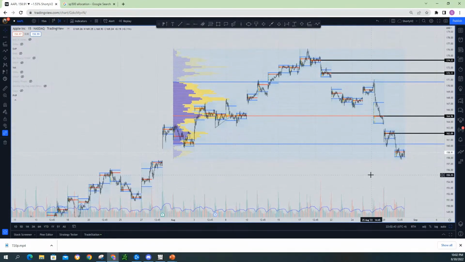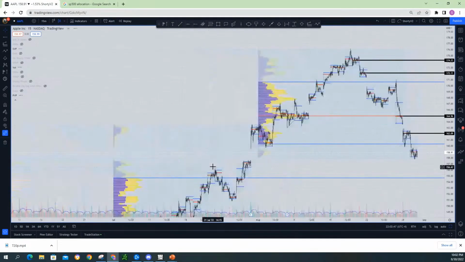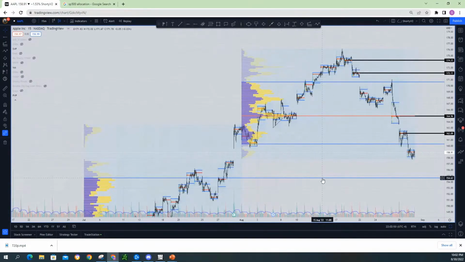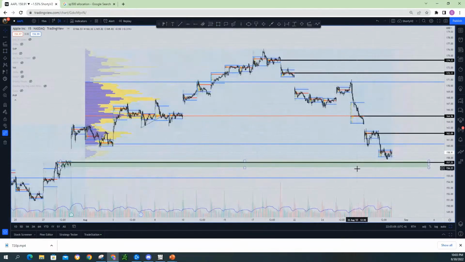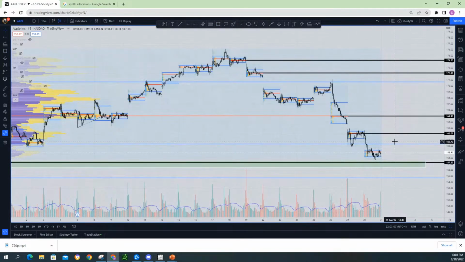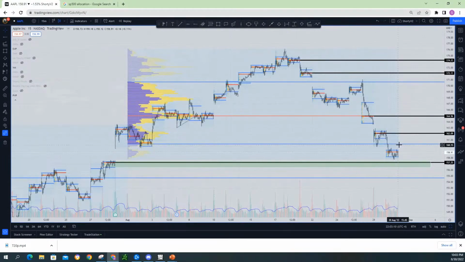So is there a chance that Apple is gonna run from here? Where is this level? This is July, so the July value area high is at 154. And then we had this guy right here. So this whole thing becomes our zone. So is there a chance tomorrow that they dump this and then they start running up? Yeah, there's definitely a chance here. They could run it up all the way to this value area high, which should be a 160, well, value area low, sorry, at 160.